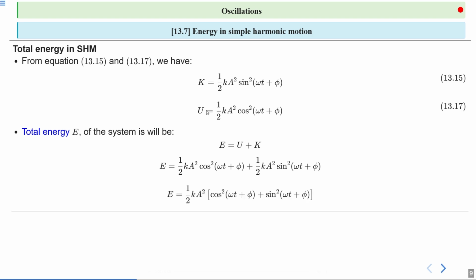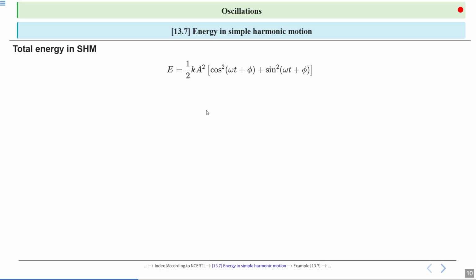Now let's factor out 1 half k a squared from both terms. We get E equals 1 by 2 k a square times cos square (omega t plus phi) plus sin square (omega t plus phi), because this is a common term. The total energy in simple harmonic motion, or SHM, is given by this formula. It combines both kinetic energy and potential energy at any instant during the oscillation.